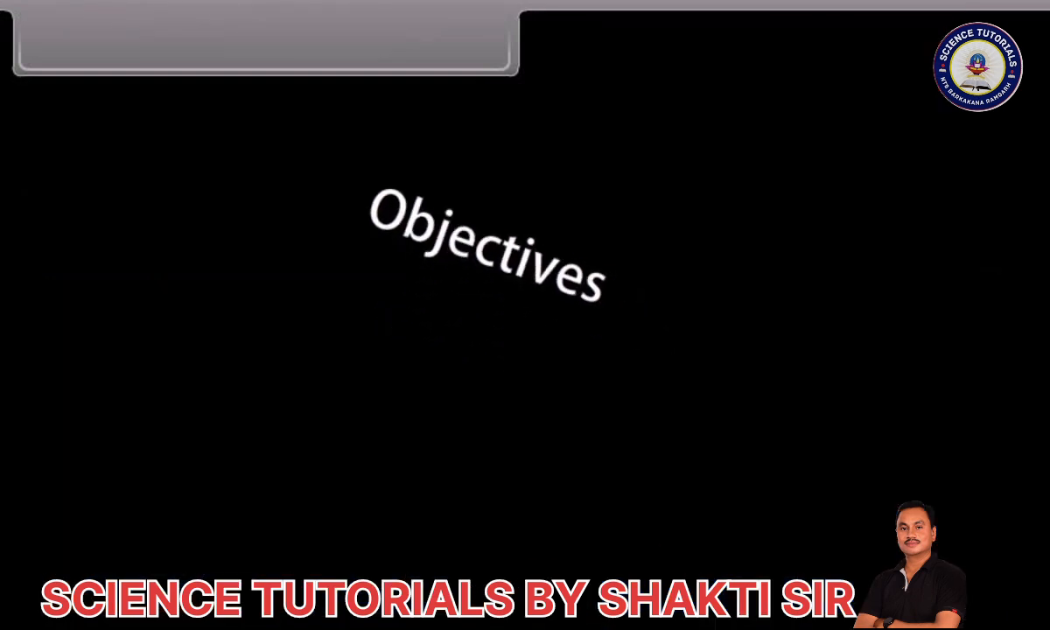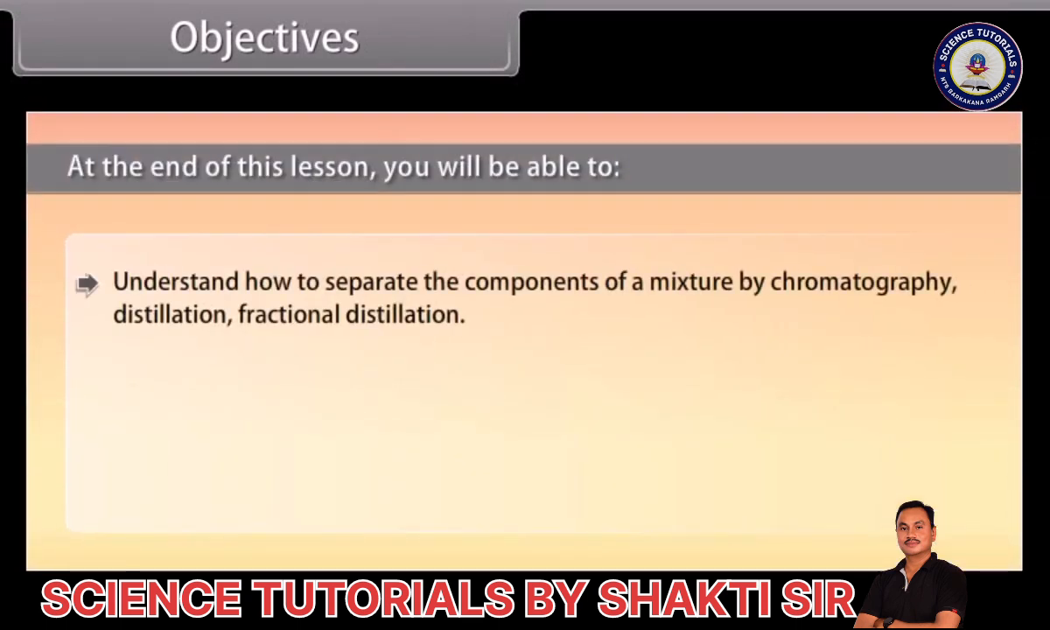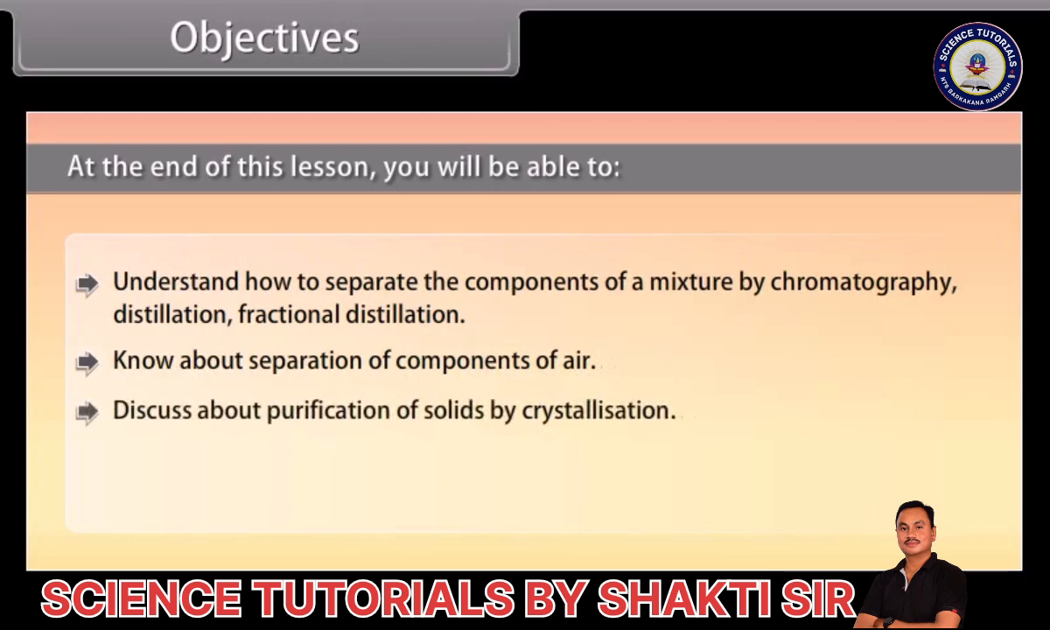Objectives. At the end of this lesson, you'll be able to understand how to separate the components of a mixture by chromatography, distillation, and fractional distillation. Know about separation of components of air. Discuss purification of solids by crystallization. Classify the pure substances.